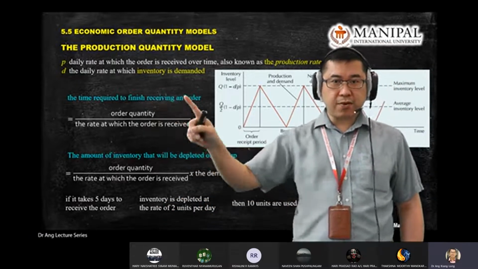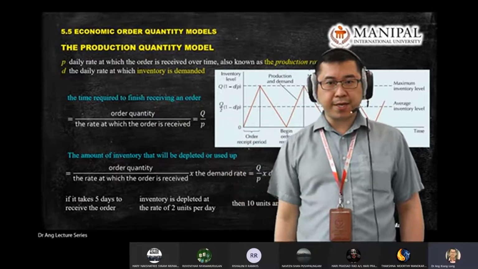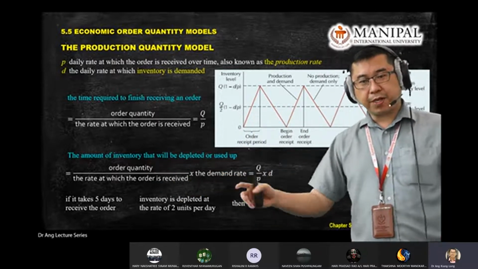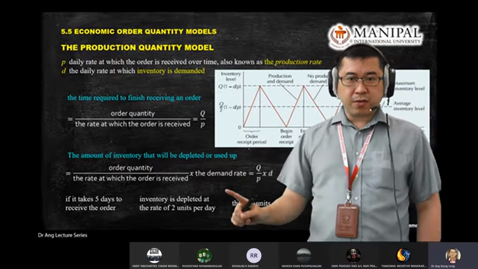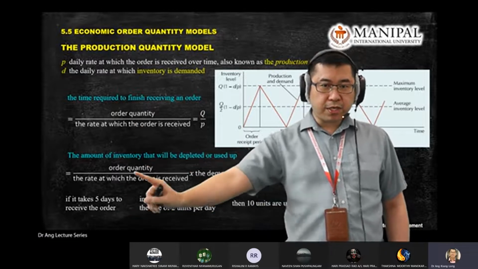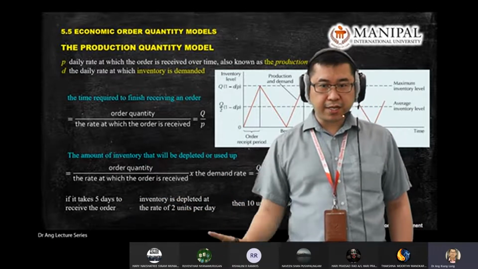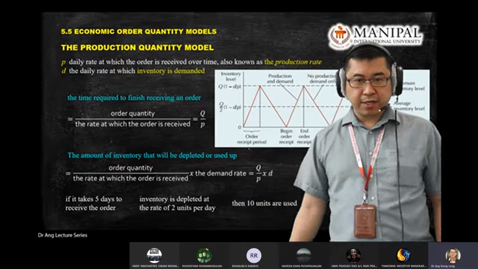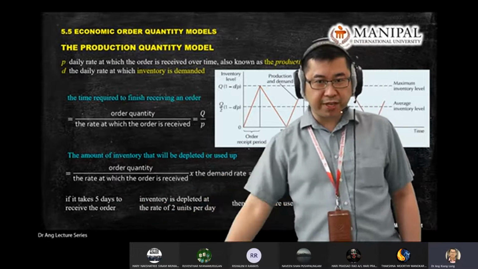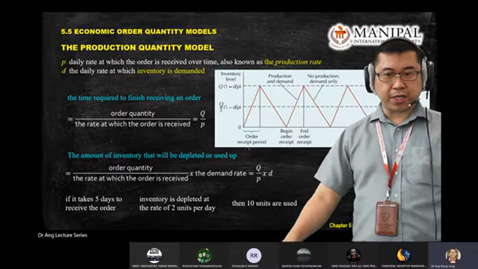To calculate how much time you need to receive the total order, you use Q divided by P. And to find the total amount that will be used up after a certain period of time, depending on demand rate, you take the first equation, multiply by the demand rate. For example, the first equation, you calculated 5 days just now. 5 days multiplied by 2 units per day. This is how you spend your inventory. You're going to spend 10 units over 5 days. Okay, so these are just simple logic here.